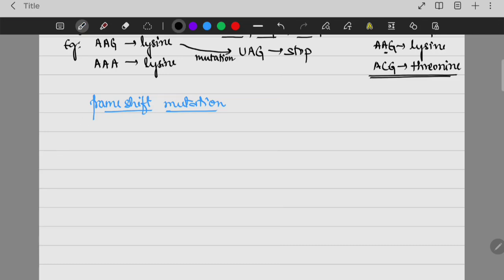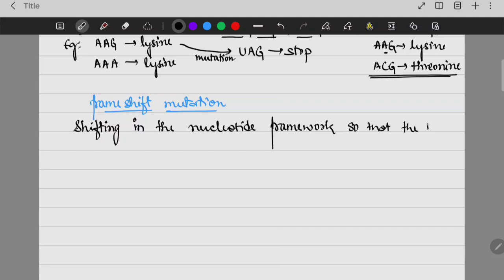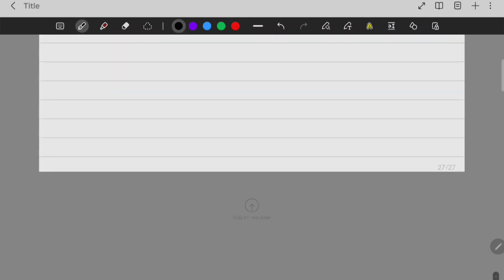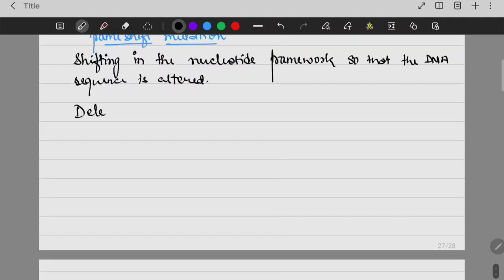So, shifting in the nucleotide framework, so that the DNA sequence is altered. Now it has two types. One is deletion, another one is addition, or I would say insertion.